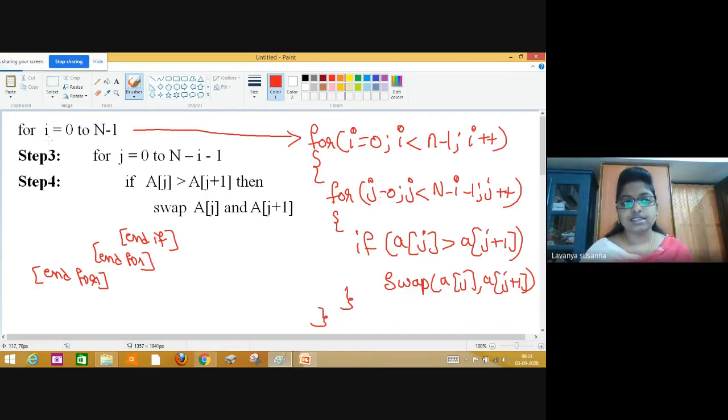Okay, see here, see the algorithm, in which notation I have given. For i equal to 0 to n minus 1. In programming language, we have to write like this. For i equal to 0, semicolon, i less than n minus 1, i plus plus. Next, for j equal to 0 to n minus i minus 1. For j equal to 0, semicolon, j less than n minus i minus 1, j plus plus. Now I'll explain this logic.